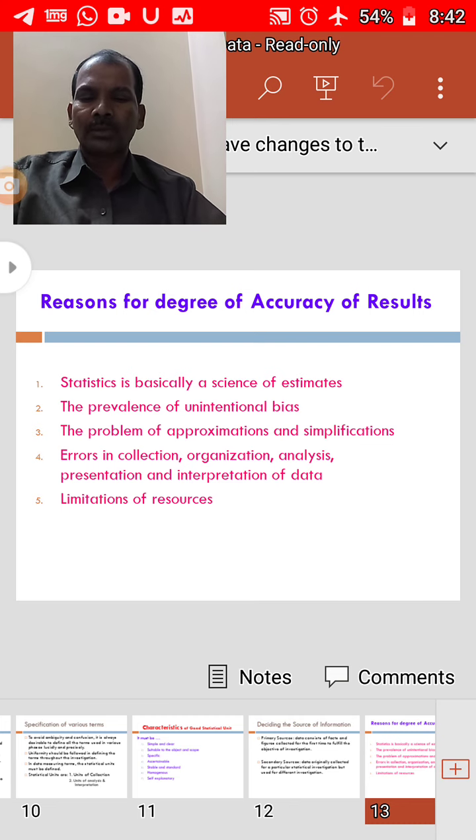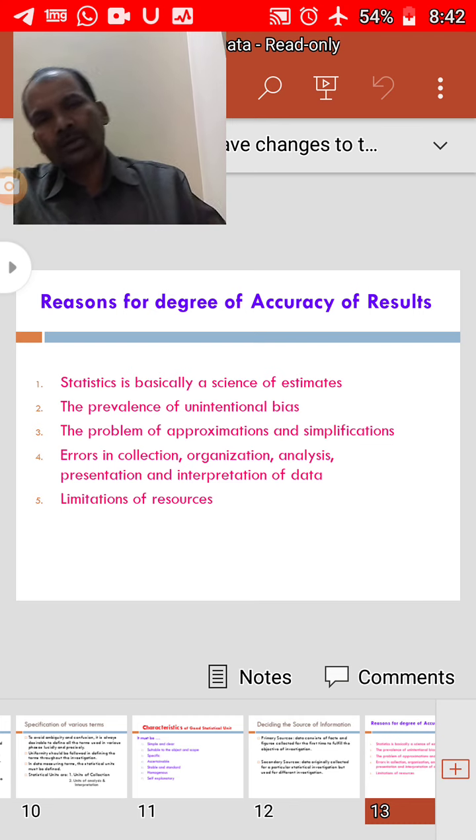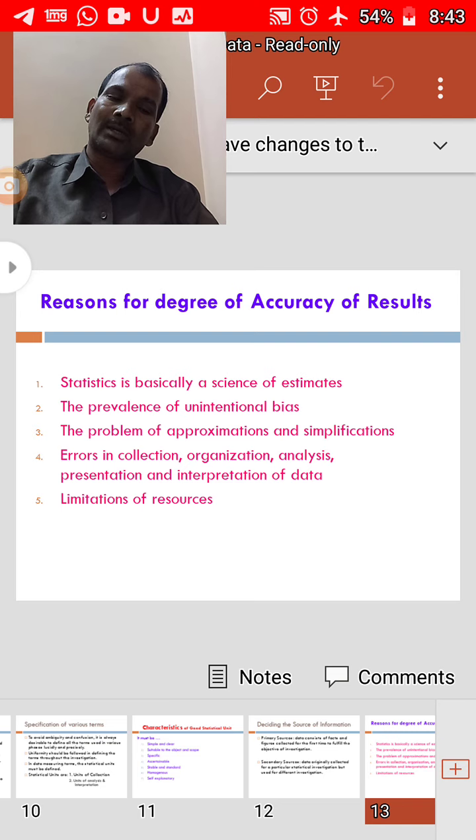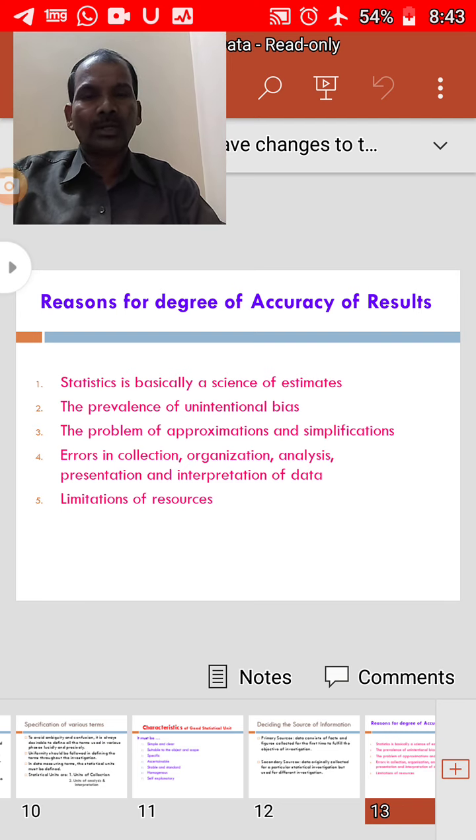Okay, the problems of approximation and simplification. There is a problem of approximation. We are not in a position to give precise results with these statistical tools. That's why there is a problem of approximation and simplification. Errors in collection. There may be a chance of flaws in the collection, organization, analysis, presentation, and interpretation of data, and limitations of resources. Okay, there are a lot of limitations for the resources.